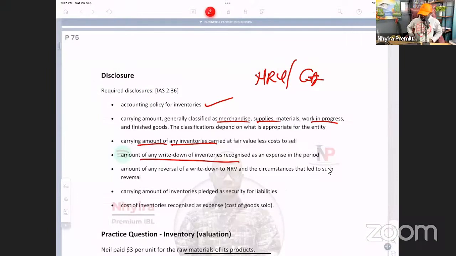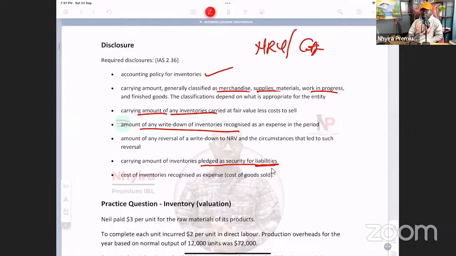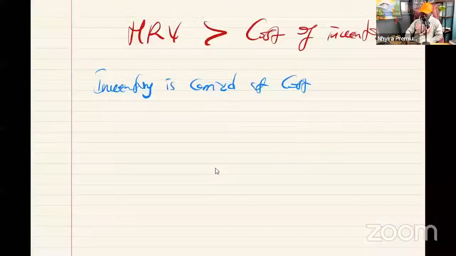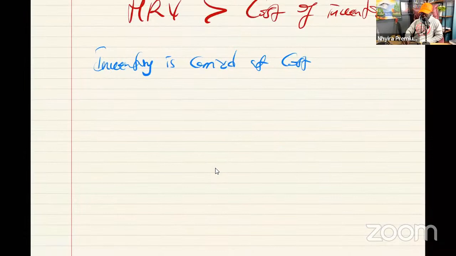Then, any other carrying amount of inventories pledged as securities for liabilities. Now, I want you to understand this a little bit well. Later on under IFRS 9, financial instruments, I will explain this to you, but let me just share with you some principle about that for you to understand. You see, when an entity sells goods with a repurchase option, okay, so sale of goods with repurchase option.